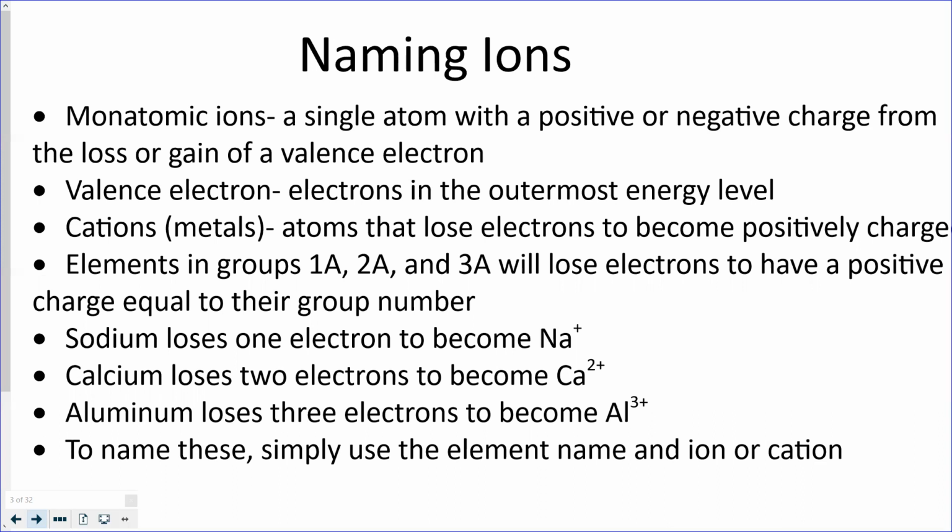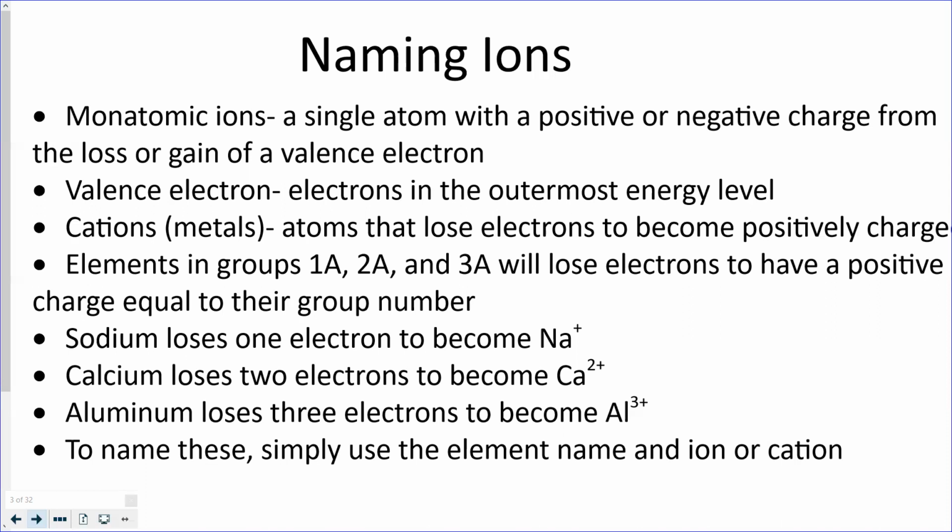So let's look at the cations first. Remember, these are going to be our metals, and remember, these are going to lose electrons to have that positive charge. Elements in groups 1A, 2A, and 3A are going to lose electrons to have a positive charge equal to their group number. So, for example, sodium is in that group 1A in our alkali metals. It has one valence electron, so it will lose one valence electron to have a positive one charge. So everything in that first column will end up with a positive one charge as an ion.